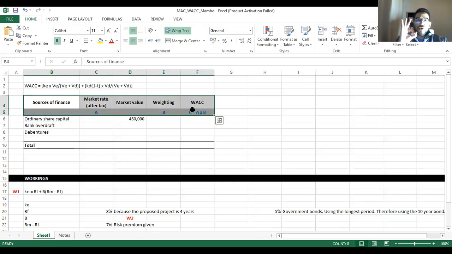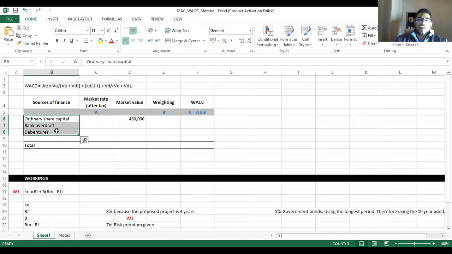The third thing you do is identify your sources of finance. And then you do the fourth thing, which is to determine the market rate and determine your weighting. The way we determine our weighting is by calculating market values. Okay, so that is the recap.